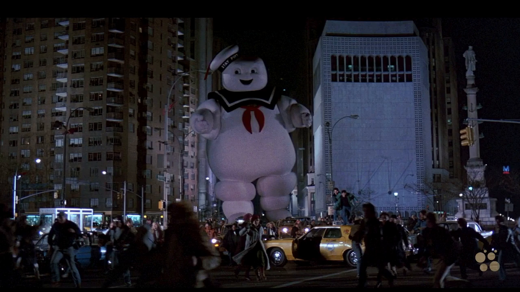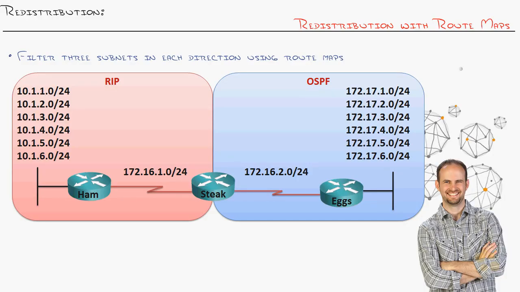Where four guys investigating paranormal activity unleash this massive Stay Puft Marshmallow Man on New York City, who goes around kind of causing havoc until they blow him up with their ectoplasmic rays. Anyway, that's immediately what came to mind when I thought about route maps.